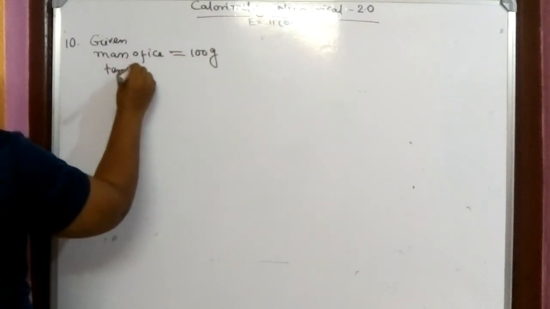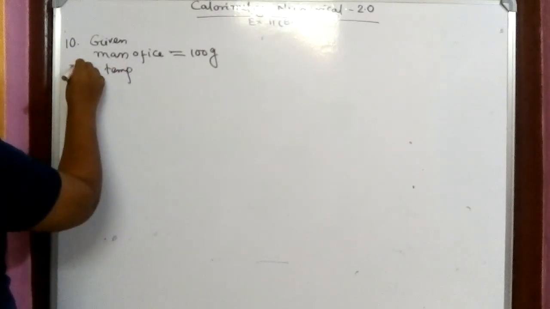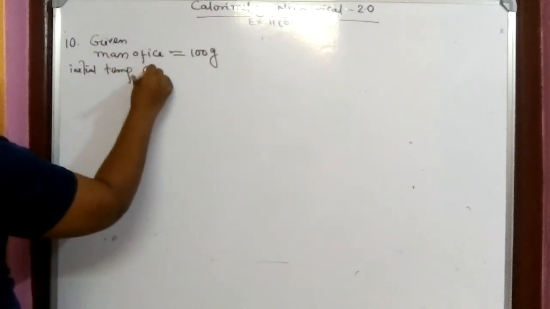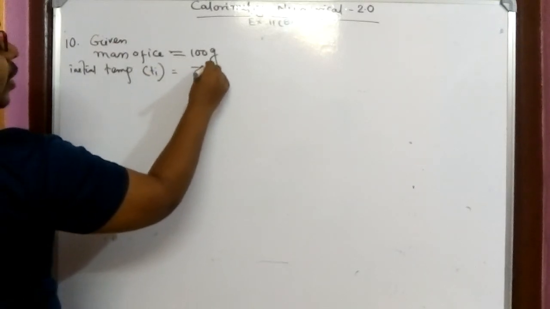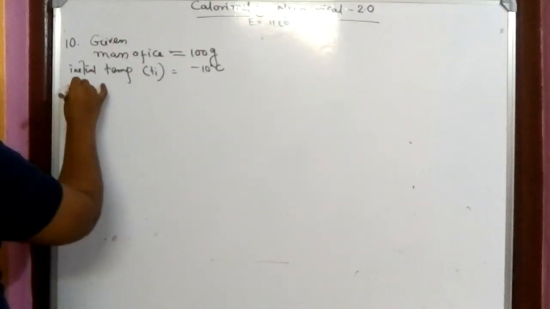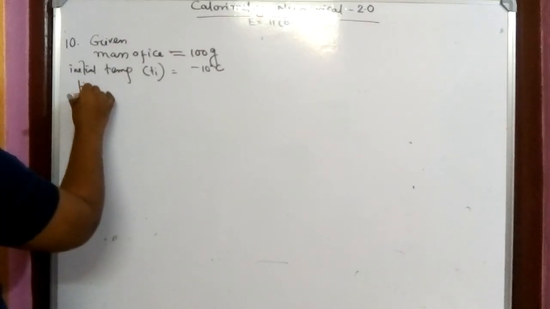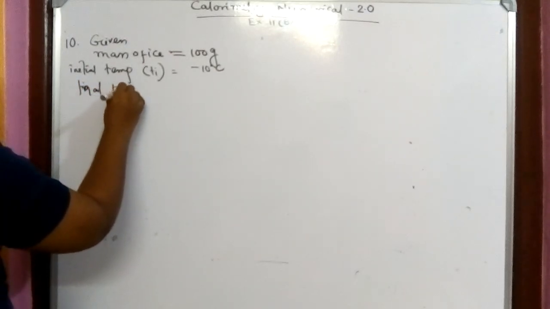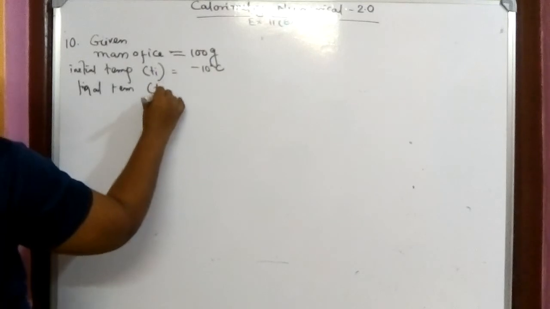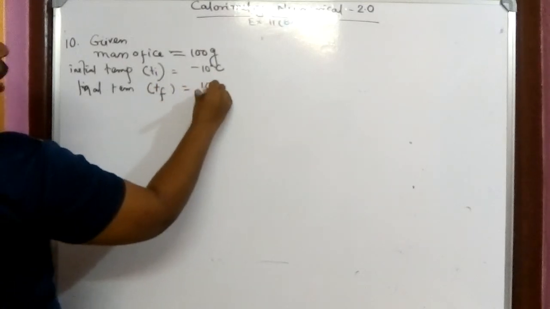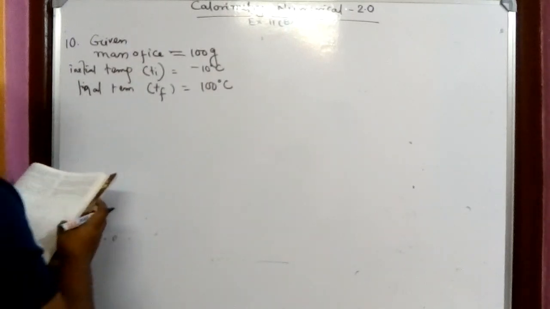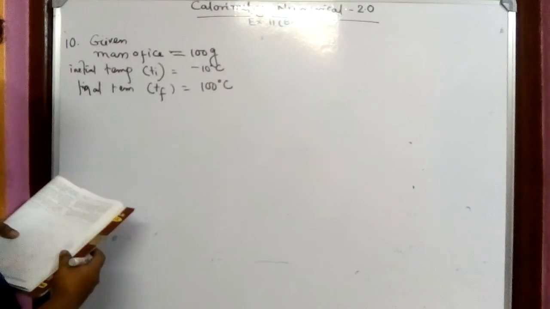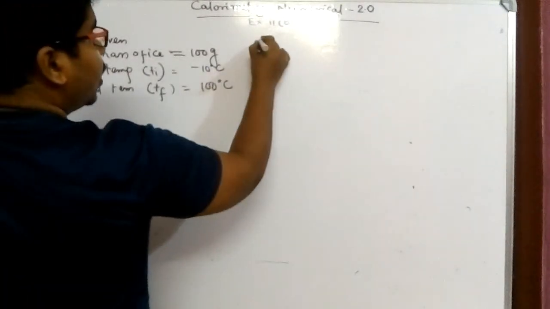Temperature, or we have to mention the initial temperature, that is Ti, it is minus 10 degrees centigrade, and here you have to take the final temperature, that is Tf, it is 100 degrees centigrade. Very easy. Okay, whatever doubts you are having can be solved.